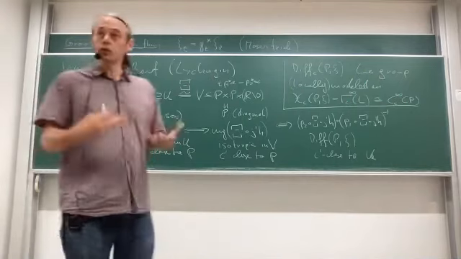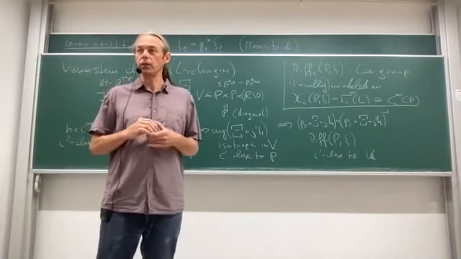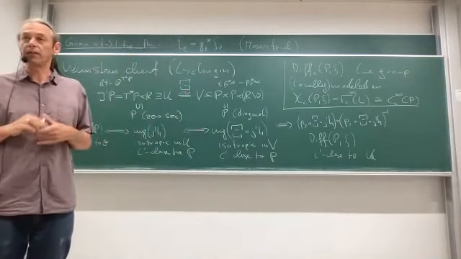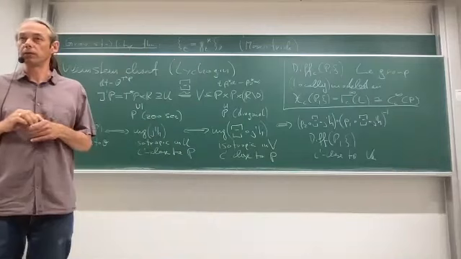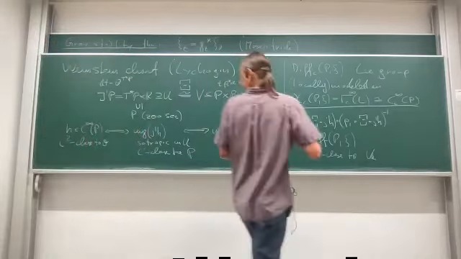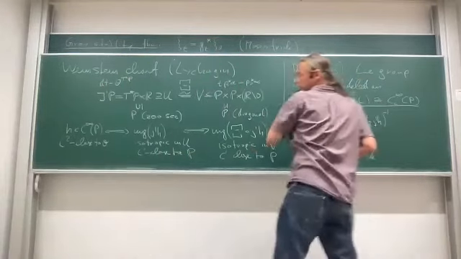So we see it's a huge group. For each function, we have a group element at least, and it's going to act very transitively on our manifold, just like the Hamiltonian group does. Okay.